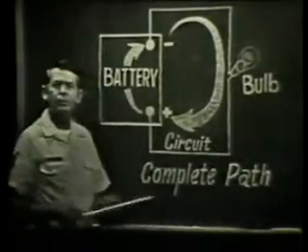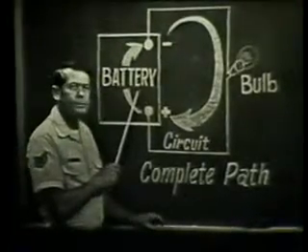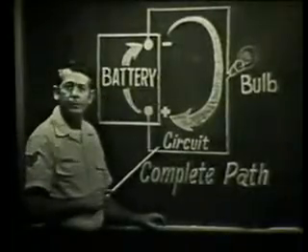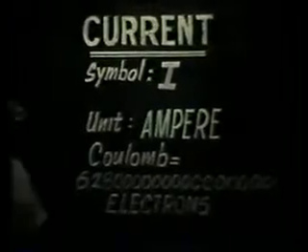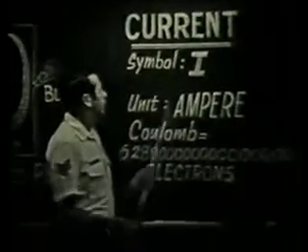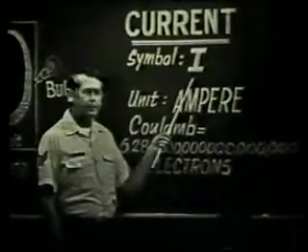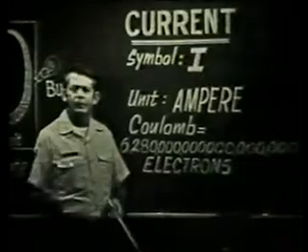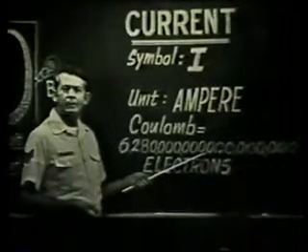Now, you should also remember that the requirements for current are a source of voltage and a continuous path through which current can flow. Here are some terms associated with current that you should become familiar with. For example, the symbol for current is the capital letter I. A coulomb. That's a measure of the amount of current. Now, 1 coulomb is this many electrons.